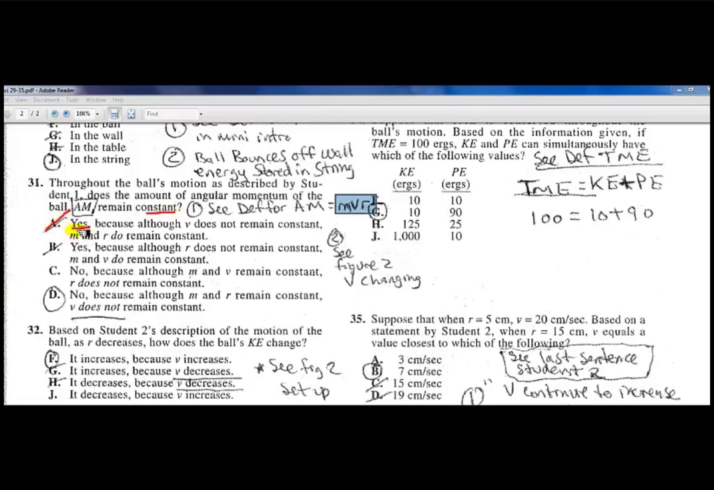A can be crossed out because it says it does stay constant. B says yes, it does stay constant, and we know the answer is no. So we're left with answer choice C and D. Let's take a look and see. C says no, because although M and V remain constant, no, V does not remain constant.